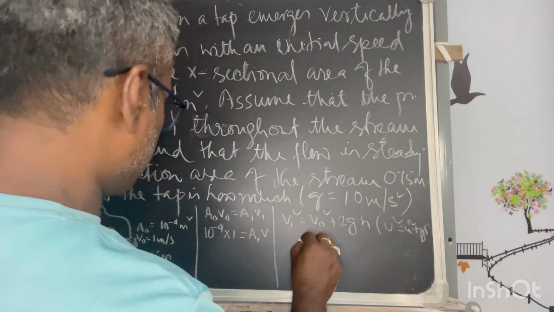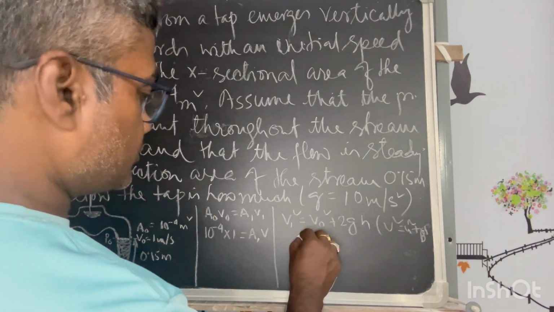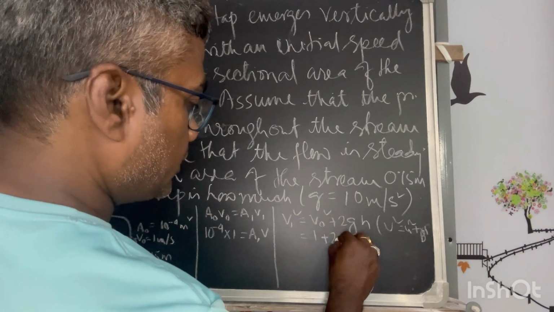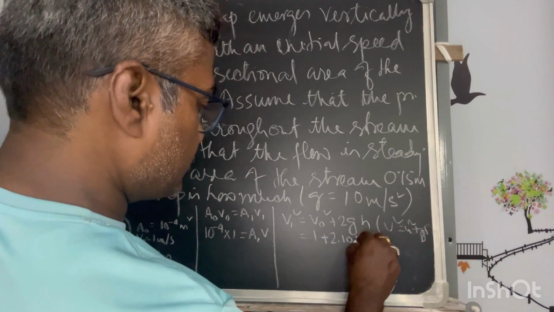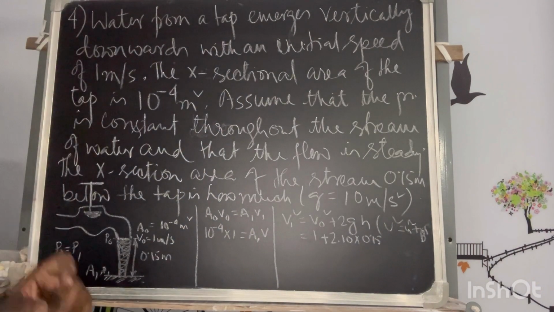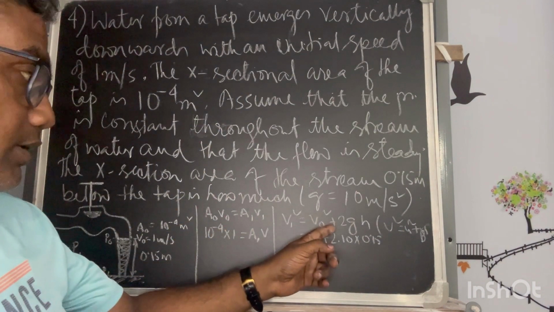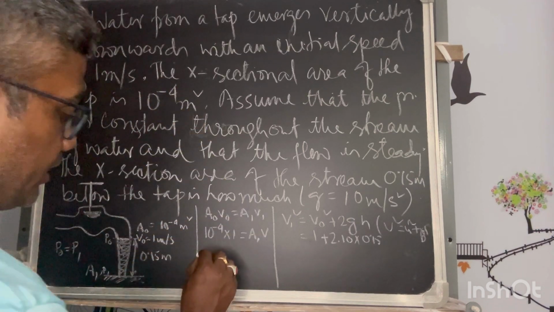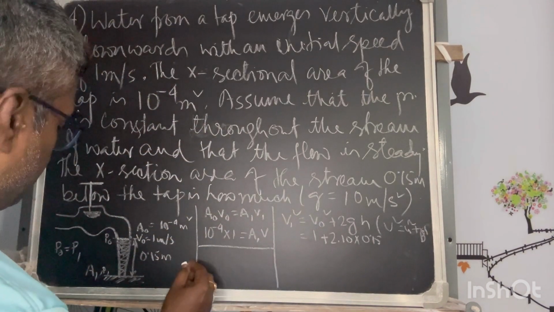So v1 square is equal to v0 square plus 2gh. v0 square is equal to 1, 1 square means 1. 2, g means 10, and h is equal to 0.15. This you will get by using the formula of energy conservation. How? Let me show it again.